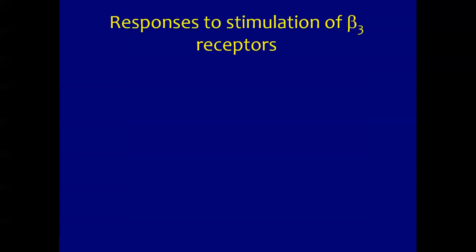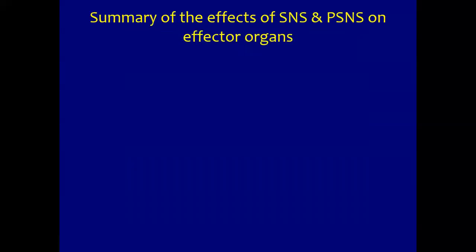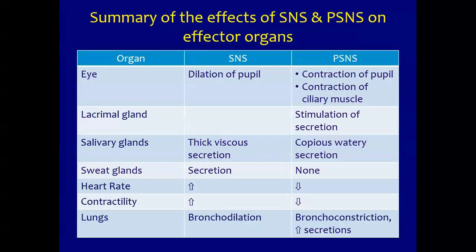Responses to stimulation of beta 3 receptors are not well distributed throughout the body. They are simply in adipose tissue. They enhance lipolysis and thermogenesis in cold weather. Okay, that's it. Now, summarizing the effects of the sympathetic and parasympathetic systems on the effector organs.